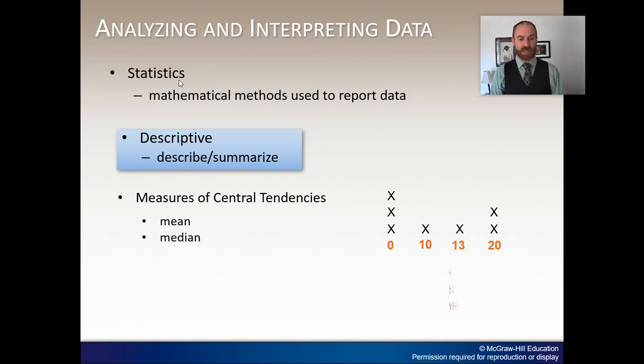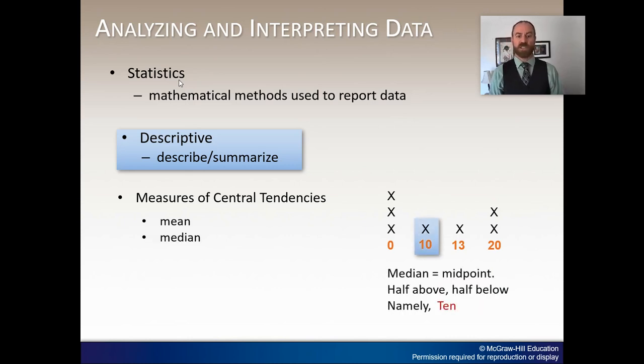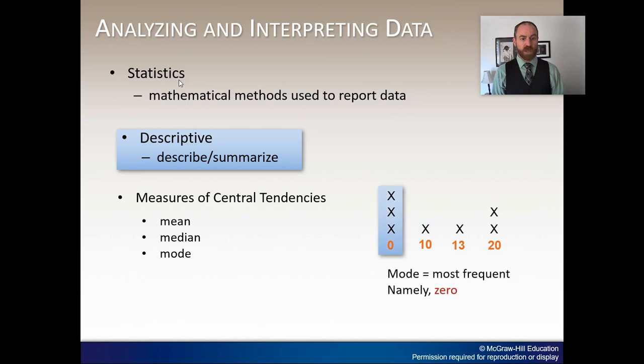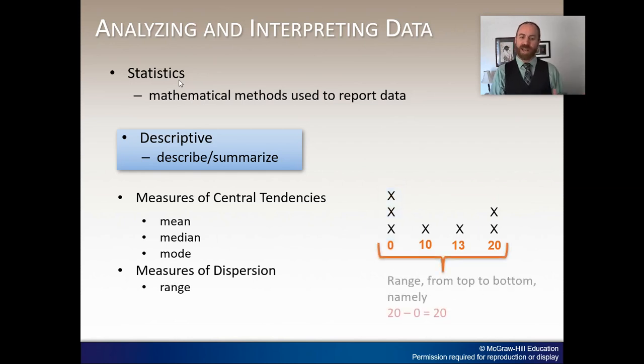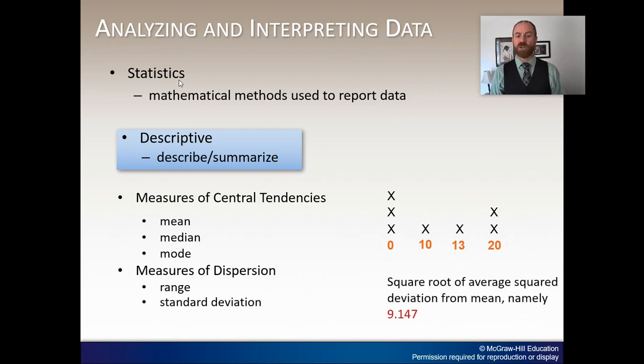In a data set like this, we can describe the group in terms of mean, right, the average score, median, the middle score, mode, the most commonly occurring. We can also look at things like the range of scores. Now, in this case, 0 to 20, right? And we can look at the standard deviation, which tells us, on average, how far the scores deviate from the mean. Now, all that information is useful, but it does not allow us to draw any conclusions. It just tells us what the results are.